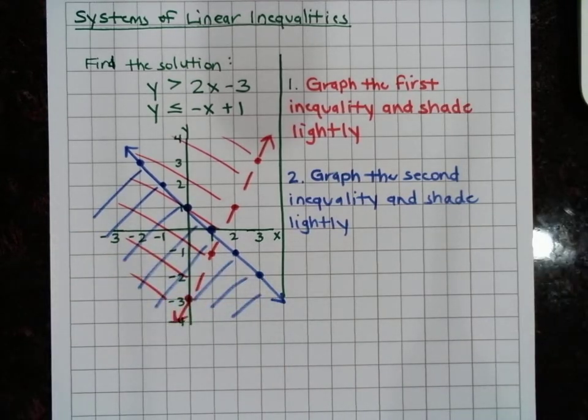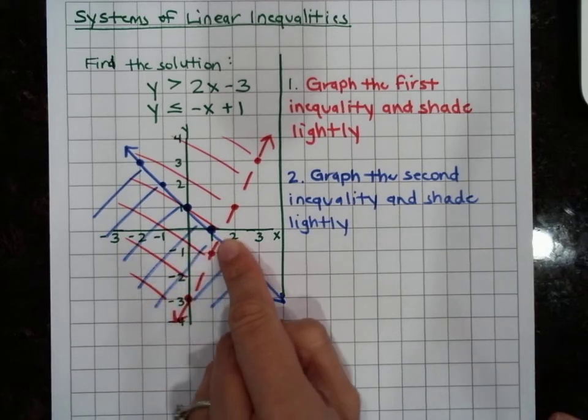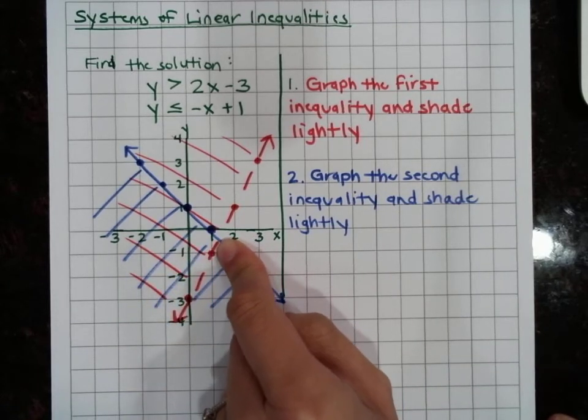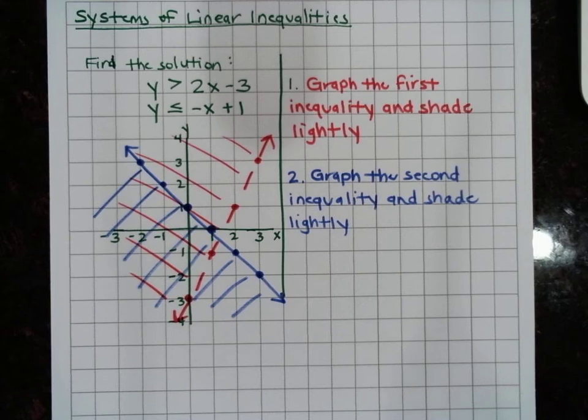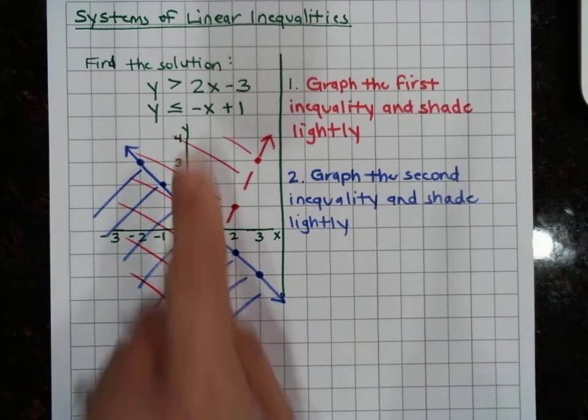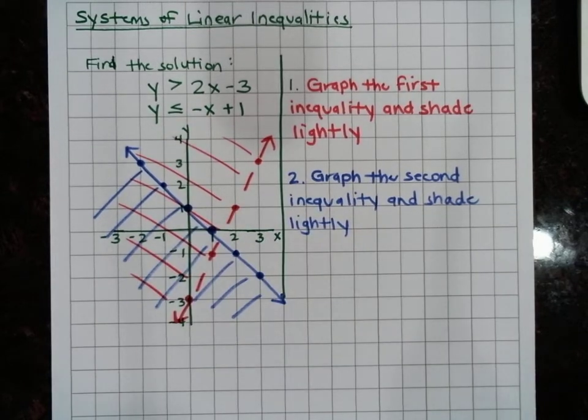So notice the lines don't cross at an exact point, and that's totally fine with inequalities, okay? You're only looking for that exact point when you're doing systems of equations, not when we have inequalities. So with inequalities, we are looking for the region where the shading overlaps.